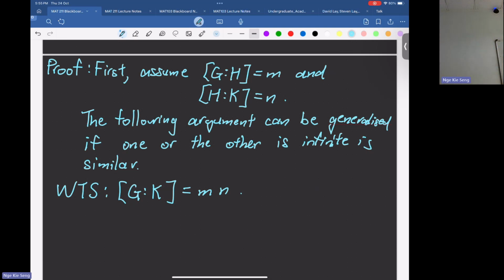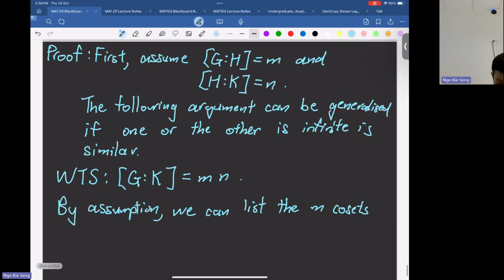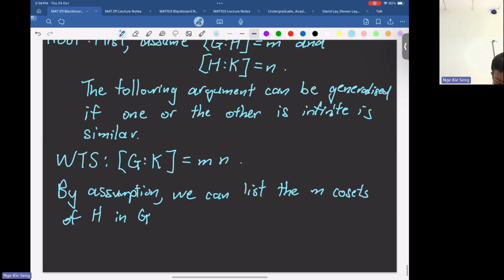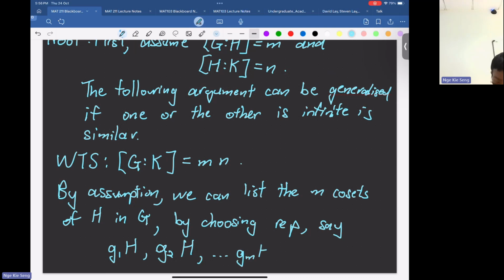What does it mean that the index of K in H is N? We spell it out one by one. By assumption, we can list down M cosets of H in G. How to list them? We can pick some representatives. For example, we have G1H, G2H, all the way up to GMH. Correct or not? We cut into M pieces.